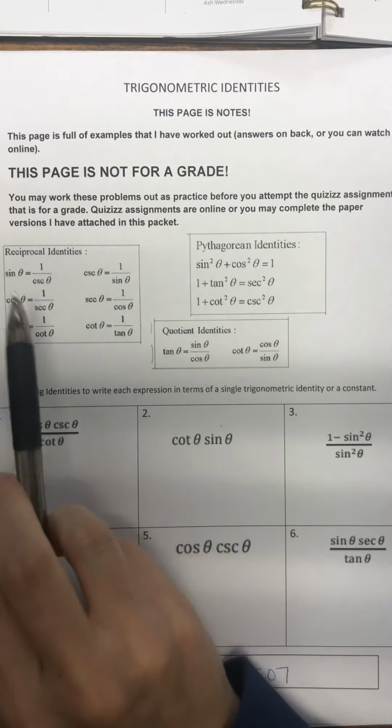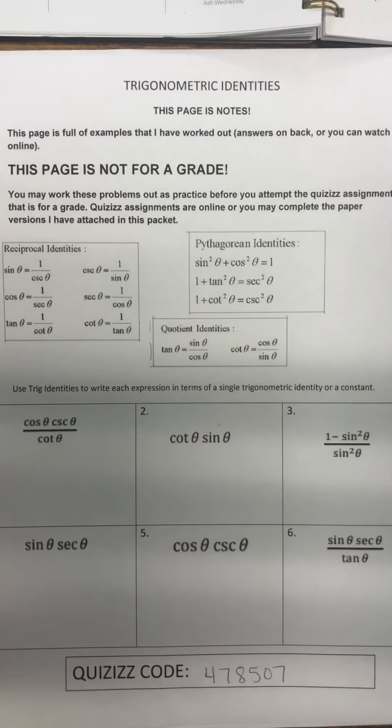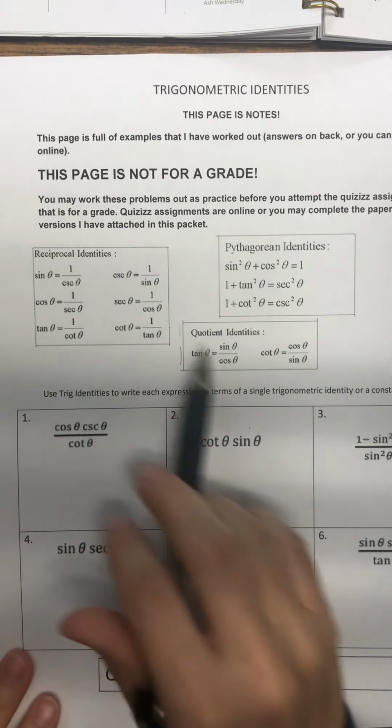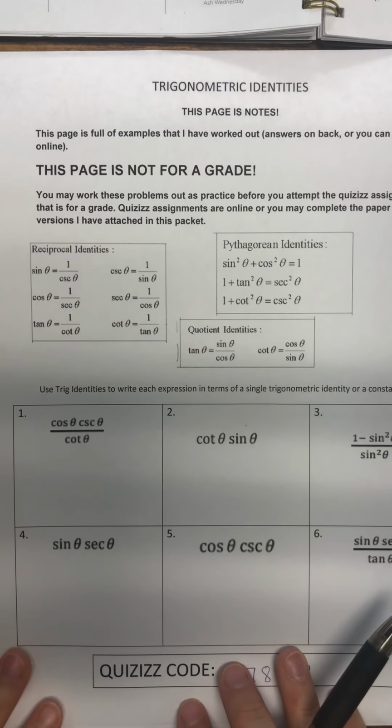With trig identities, I gave you these. These are the most important. If you have your packet, then you have this. If not, take a picture of this, screenshot this, whatever you need to do. You need these three different kinds of identities.